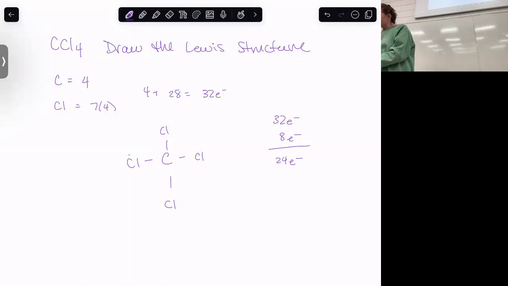And where did those 24 go? To the terminal atoms, and those go as lone pairs to our chlorines. This should be 6 on each of our chlorines because they get 2 from that bonding and its octet, and then 6 non-bonding creates an octet of 8. How many electrons did we use there? That was 24. Do we have anything left over?